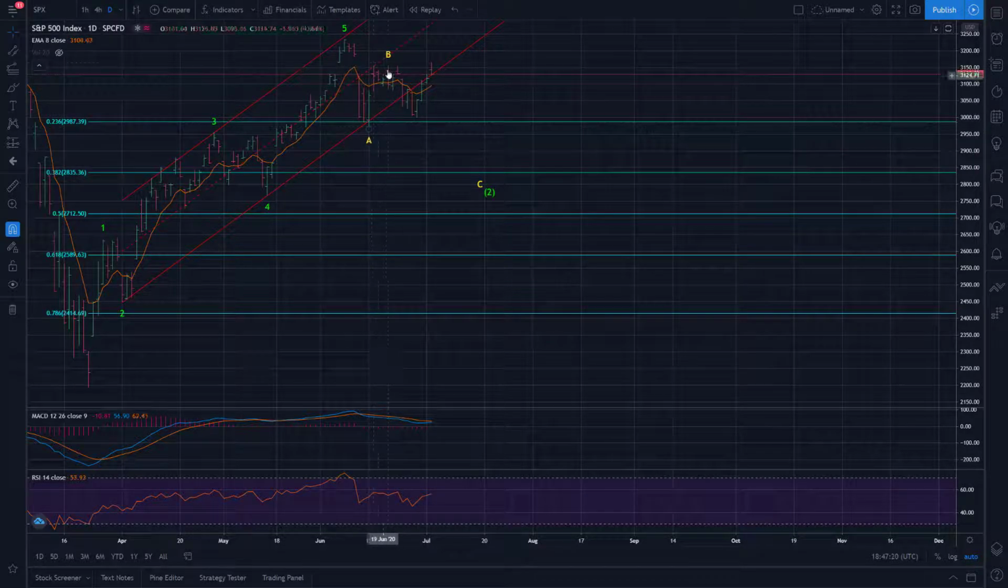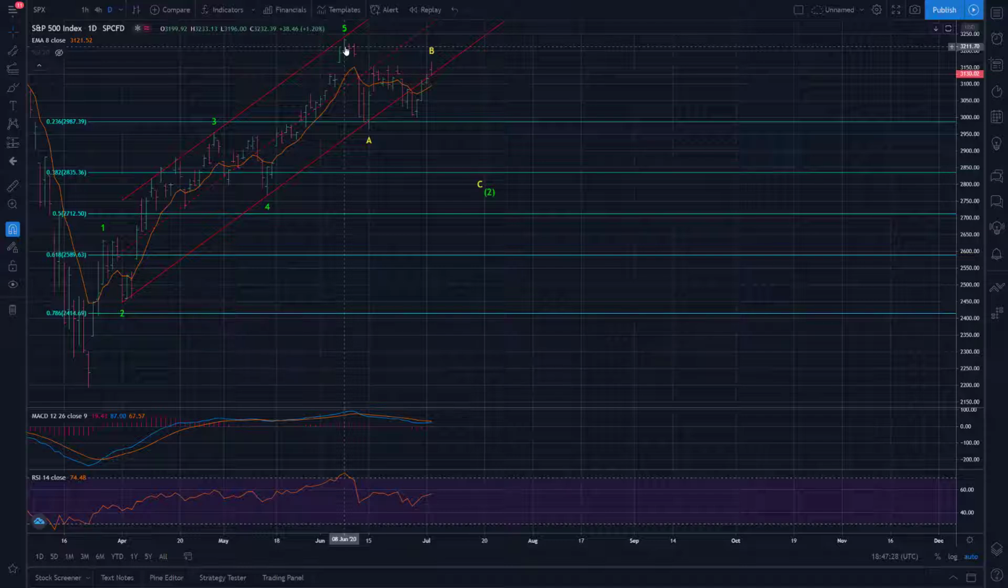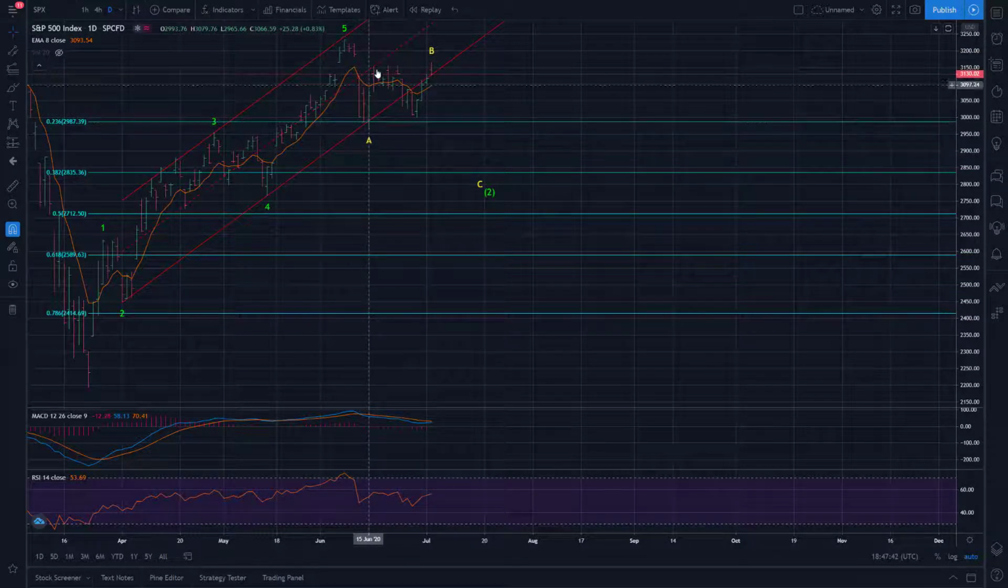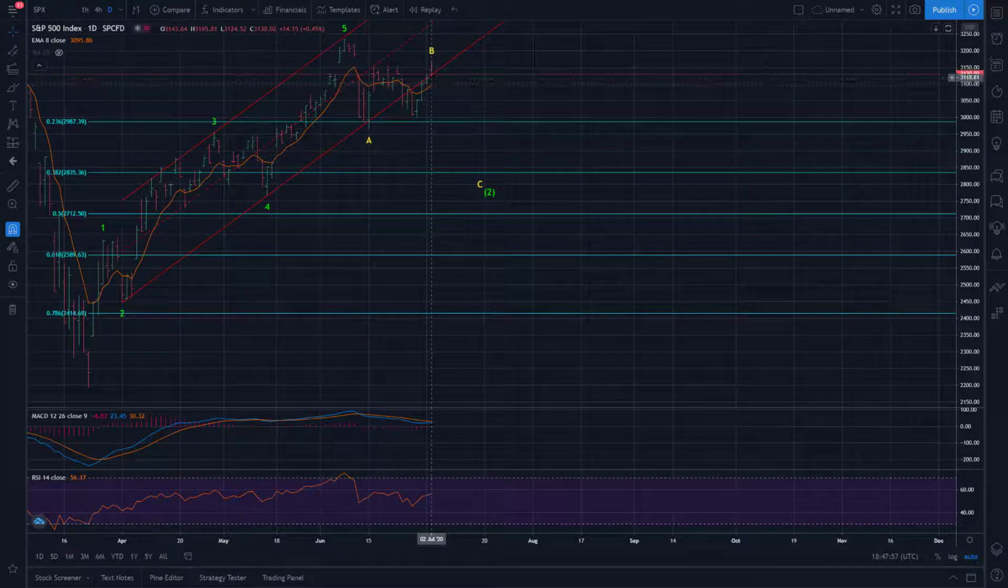I think you just simply allow for this to be part of a larger, more time-consuming, complicated B wave, as long as we don't take out this prior high, the origin of A, which is at 3213, which we have not done. So I'm still viewing this as an initial 5 down for A. This has been a more complex 3-wave move up for B, but it still has a distinctive 3-wave look, and more importantly, we haven't actually taken out the origin of that A wave. And now the expectation is still to come down and make a new low in C, but we just had to do some short-term adjustments here.